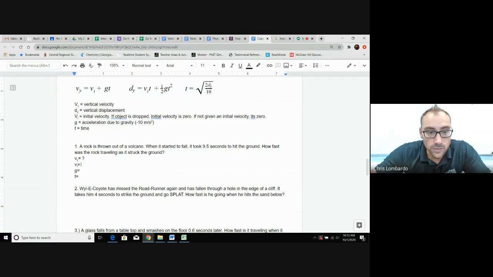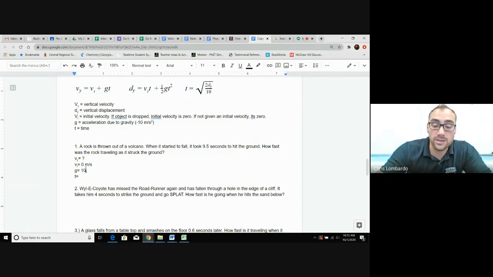So let's type in our information. Were we given initial velocity? No, so it's 0 meters per second. Oh, well, I don't know anything else. They only give us one number in this whole thing. Well, yes and no. If the object is dropped, the initial velocity is 0. If there's no initial velocity given, it's going to be 0. So that's one of your values.